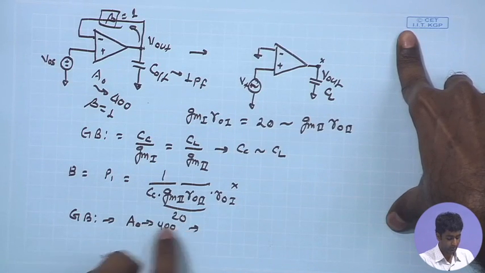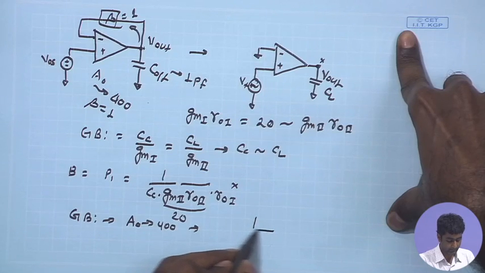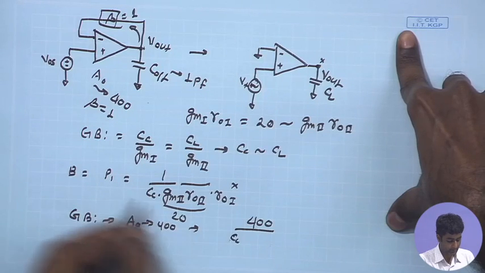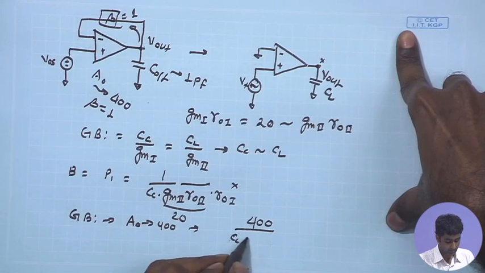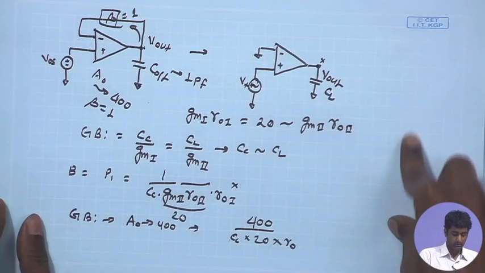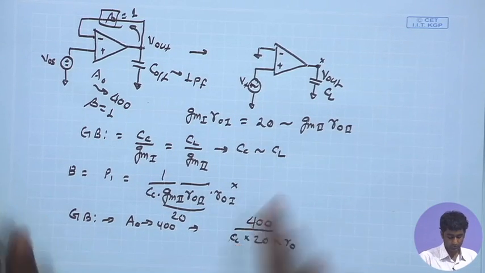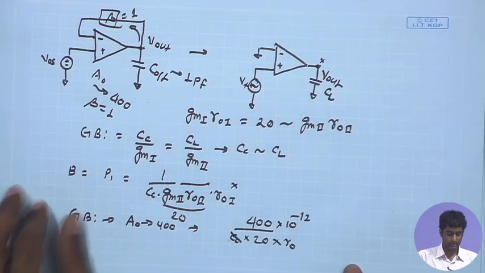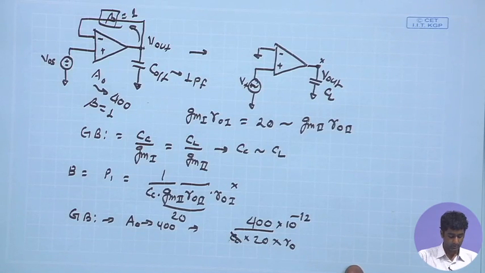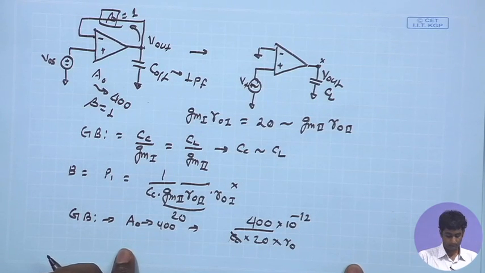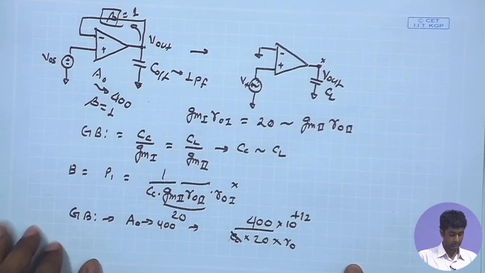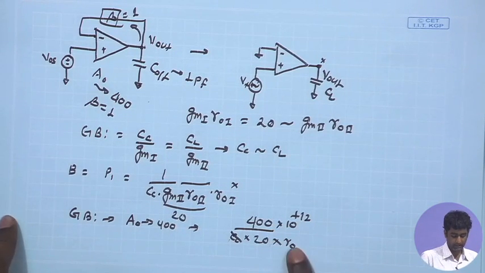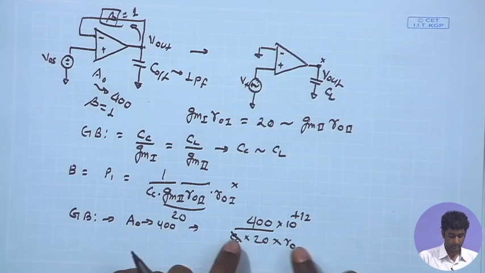So, the overall gain bandwidth product that we are going to get is 400 divided by Cc, which is also known, and the GM RO times RO, 20 times RO. The Cc value is also known to us. We are saying it is around 1 picofarad, so we have around 10 to the power of minus 12 over here. So, this is the overall gain bandwidth product that you have available from here.